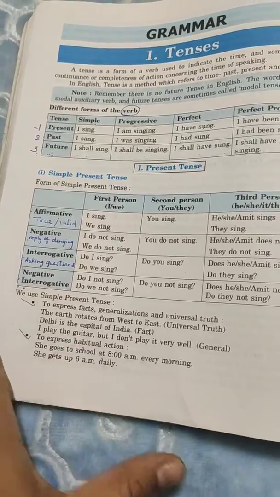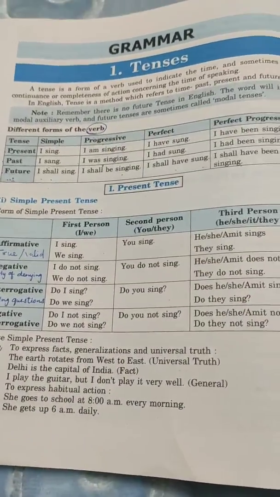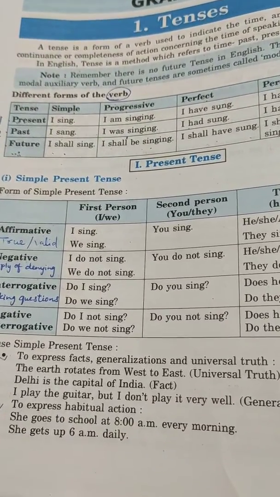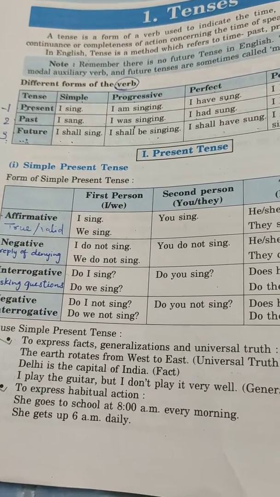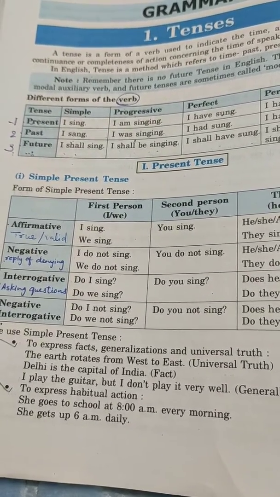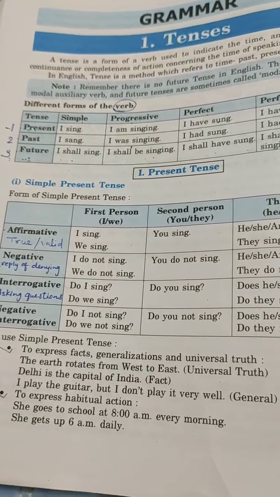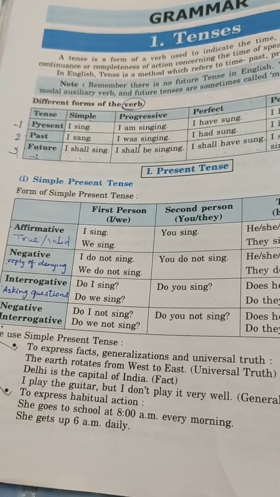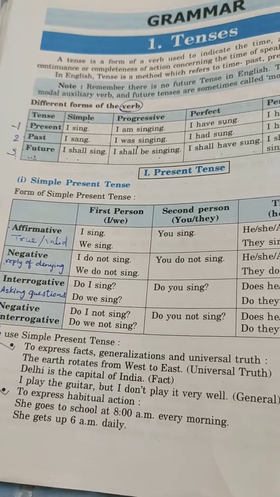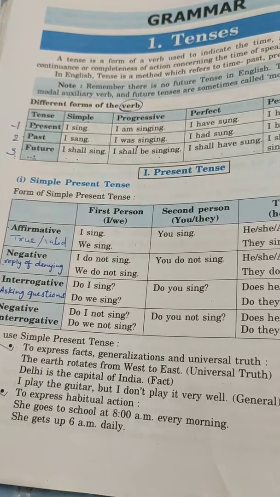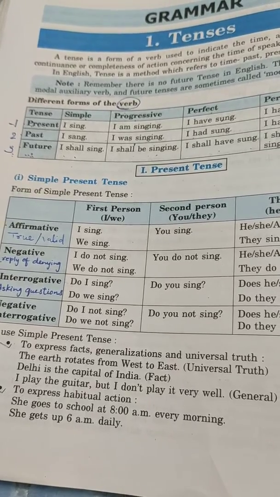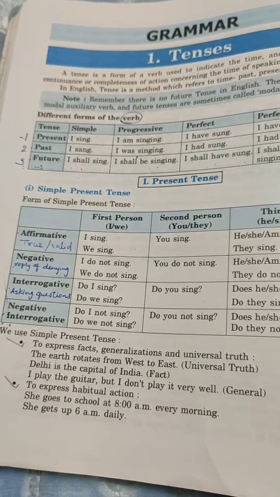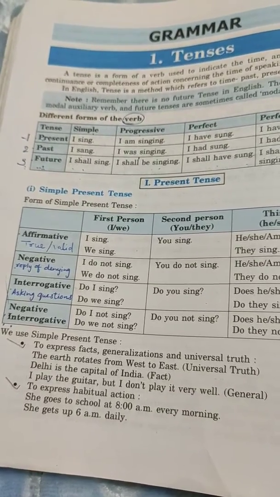Now I will tell you where we use simple present tense. Where do we use this? To express facts, as I have told you, whatever is truth. Generalization means the things which are general, and universal truths. For example, the earth rotates from west to east. It's a universal truth. The whole world knows this. Delhi is the capital of India. It's a fact. Okay, students? I play the guitar, but I don't play it very well. It's a general thing. You know it about yourself.